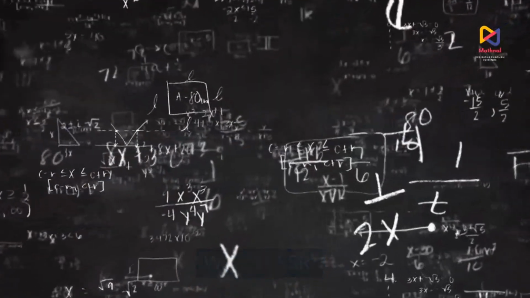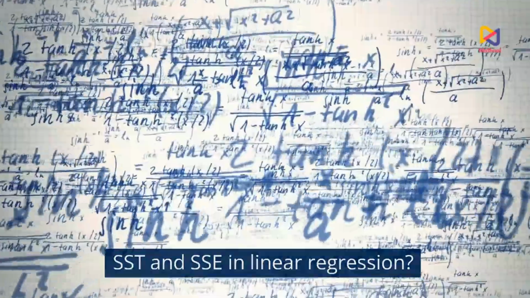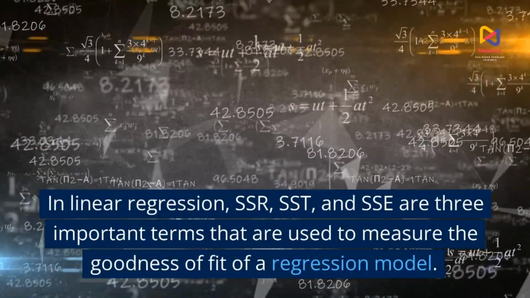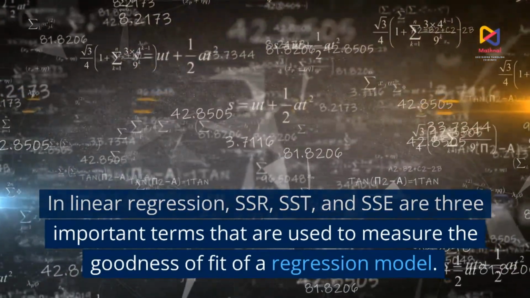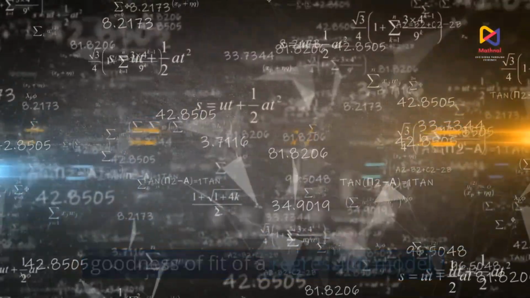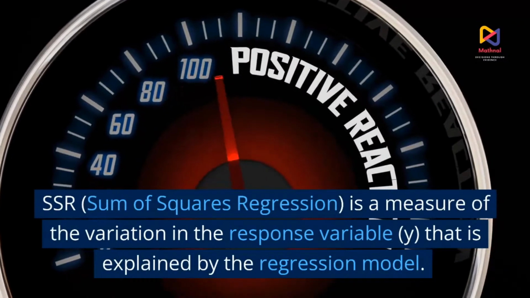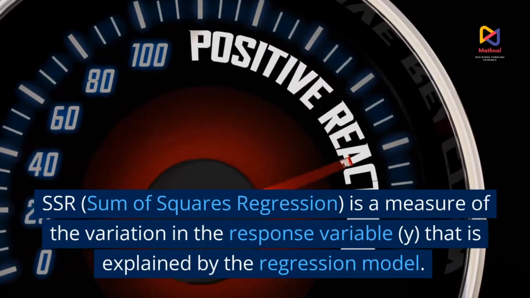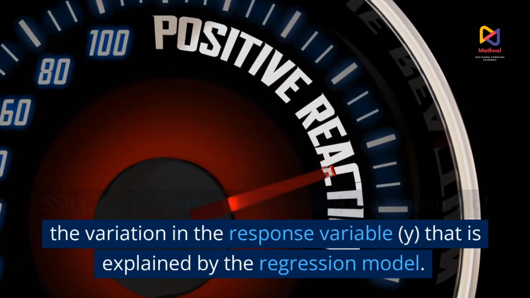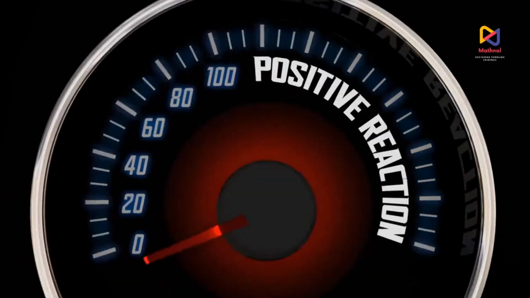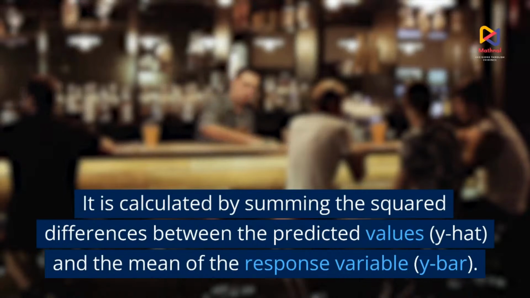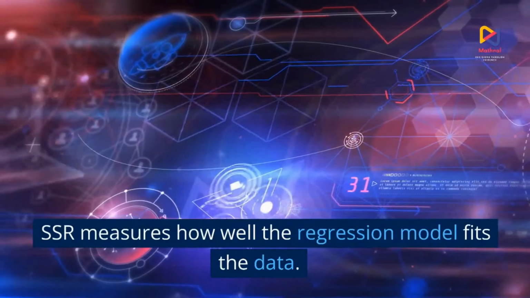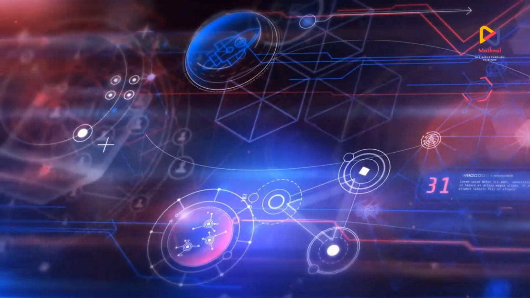What are SSR, SST and SSE in linear regression? In linear regression, SSR, SST, and SSE are three important terms that are used to measure the goodness of fit of a regression model. SSR, sum of squares regression, is a measure of the variation in the response variable, y, that is explained by the regression model. It is calculated by summing the squared differences between the predicted values, y hat, and the mean of the response variable, y bar. SSR measures how well the regression model fits the data.